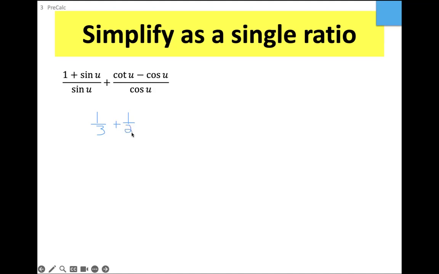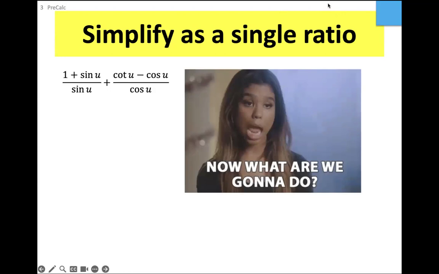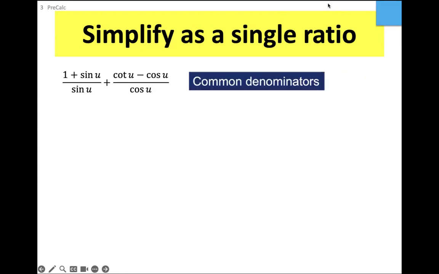Well, clearly, how would you write that as one fraction? You would get common denominators and then simply add. So that's what we're going to do. We're going to get common denominators and add for this one, right? That's what you're going to do. All right, common denominators. Well, what's the common denominator there?